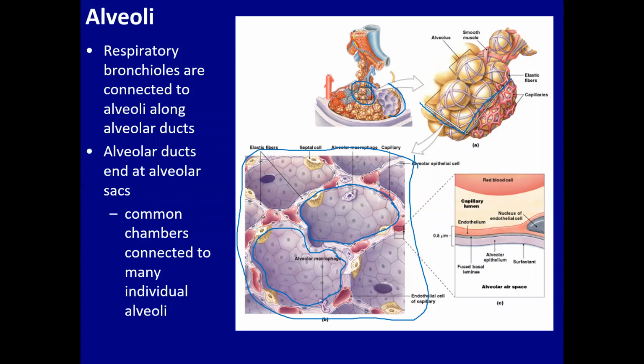Those respiratory bronchioles that we just talked about are connected to the alveoli, or the individual alveolus, because of the alveolar ducts. And these ducts end at these alveolar sacs. That's what you're looking at here. These are all of these alveolar sacs. These ducts are common chambers. You can't see any in this picture, but they connect to many alveoli.